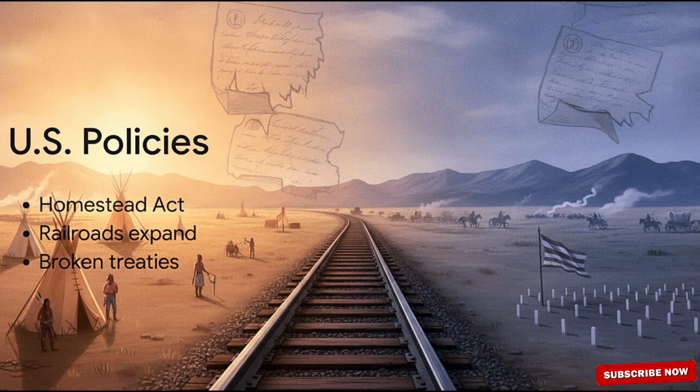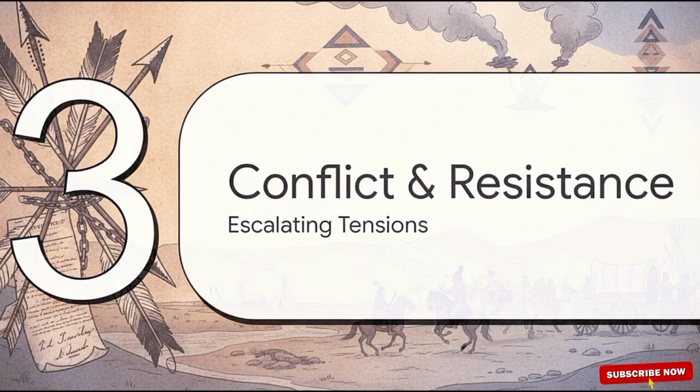To make way for this massive influx of people and industry, the U.S. government pursued a really strict policy of confining Native nations to designated reservations. These agreements were formalized through treaties, but as history shows us time and time again, as the demand for land and resources grew, these treaties were frequently broken or reinterpreted by the federal government, constantly shrinking the territory Native nations had originally been promised. Which naturally brings us to Section 3, Conflict and Resistance, as tensions escalated.